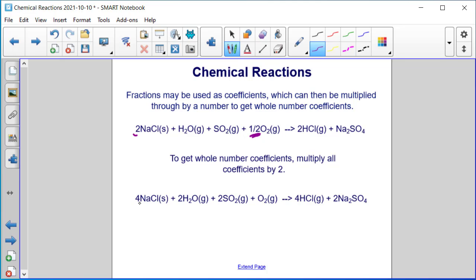So this 2 times 2 is 4. There's a 1 here times 2 is 2. There's a 1 here times 2 is 2. 1/2 times 2 is 1. 2 times 2 is 4. And 1 times 2 is 2. Okay, so your final reaction should have whole number coefficients.